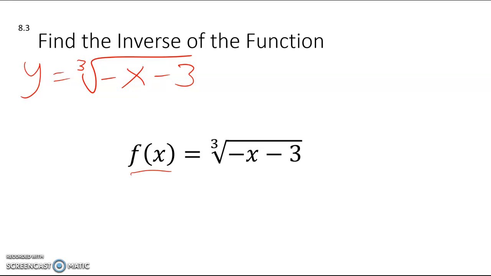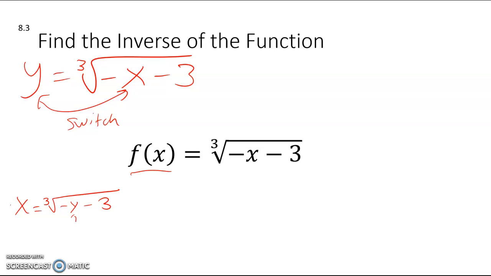Now again, take the x's and y's and we switch them. I'm left with, going down here, x is equal to the cube root of negative y minus 3. Again, the negative out front stays the same. It's just the x and the y. And let's solve for y. So I got this y and this negative 3 underneath the cube root sign, so I can't really do anything with them.